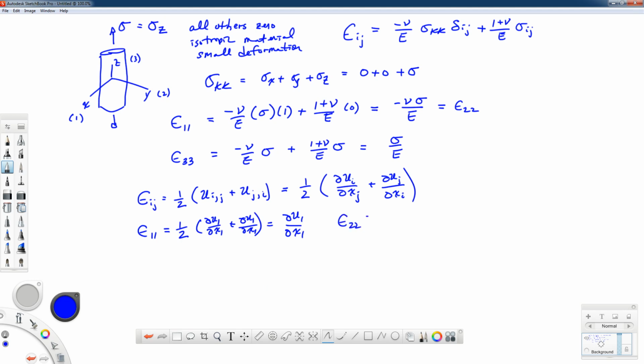Likewise, strain in the 2,2 direction is the partial of u2 with respect to x2, and the strain in the 3,3 direction is the partial of u3 with respect to x3. Now what we're going to do is integrate this system of equations. We know what the strains are now in terms of the stress, so we're going to integrate those equations. Let me make a little bit of room and we'll go through that process.